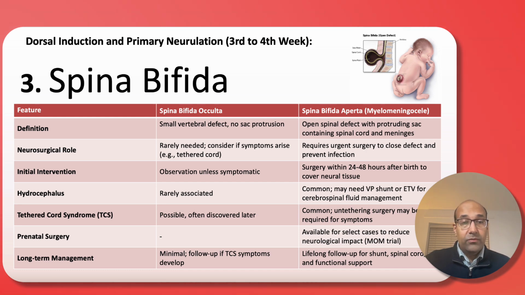So comparing both sides, we can see that occulta is a small vertebral defect, with maybe only a skin stigmata you can see but no symptoms. It can be incidentally discovered later on or can develop into tethered cord syndrome in the future. While aperta is a large protrusion that needs urgent surgery after birth or even prenatal surgery, and is usually associated with hydrocephalus. And also, unfortunately, lifelong follow-up is needed for the shunt, and also for the weakness in the legs and sometimes urinary incontinence.